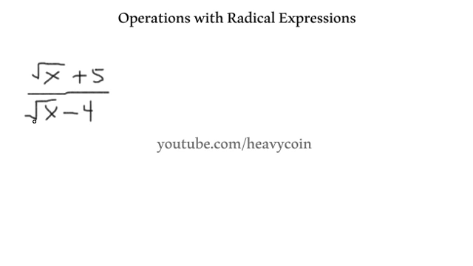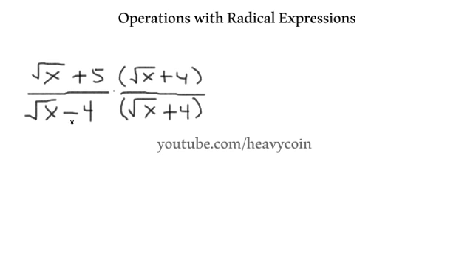The idea here is we want to get the square roots out of the denominator. And we do that by multiplying the bottom by the square root of x plus 4 and the top by the square root of x plus 4. I guess we should put parentheses around this here. So we multiply this out. I'll just go ahead and multiply the numerator first.